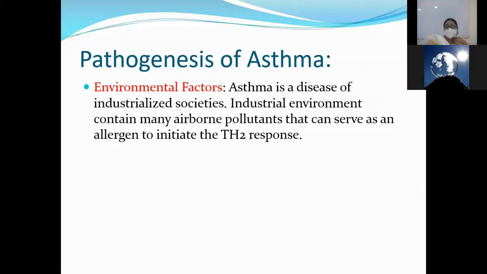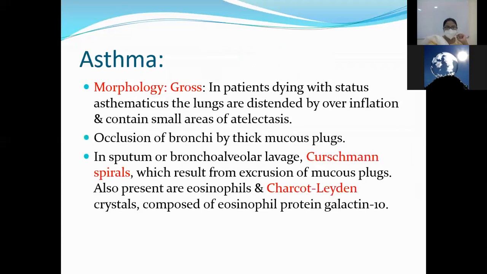Now, the environmental factors. The third is the environmental factors. Environmental factors also play a role in the development of asthma. Asthma is basically a disease of industrialized societies. Industrial environments contain many airborne pollutants that can serve as an allergen to initiate the type 2 helper T cell response. Clear? Now, morphology. As I already told you yesterday, morphology includes gross and microscopical features.